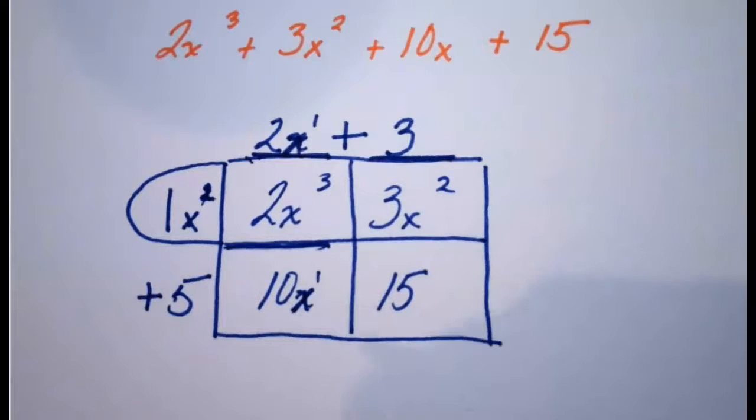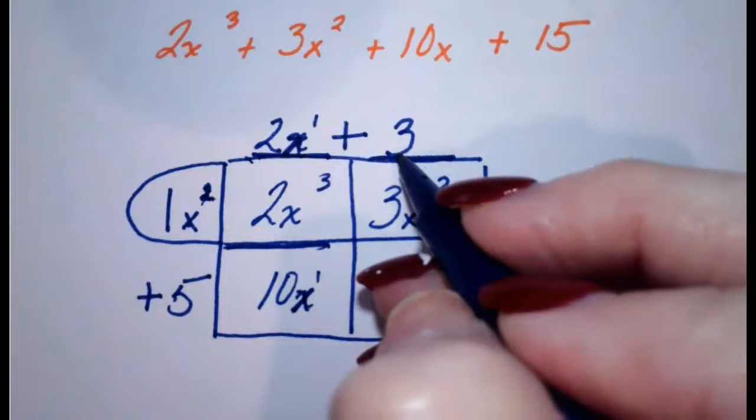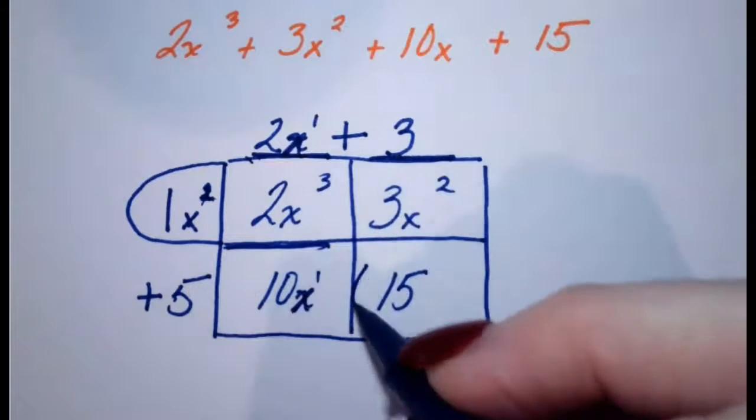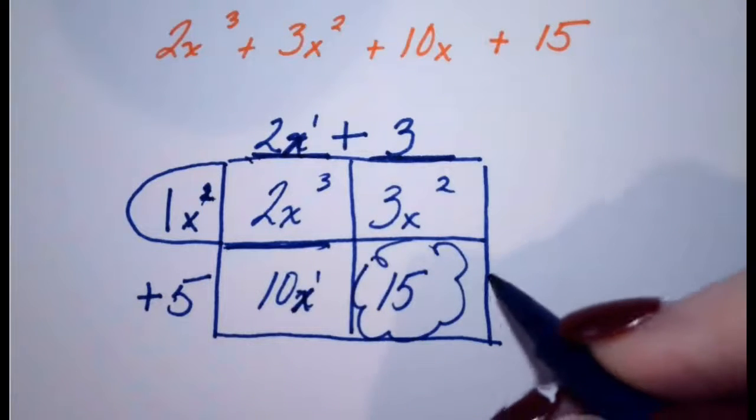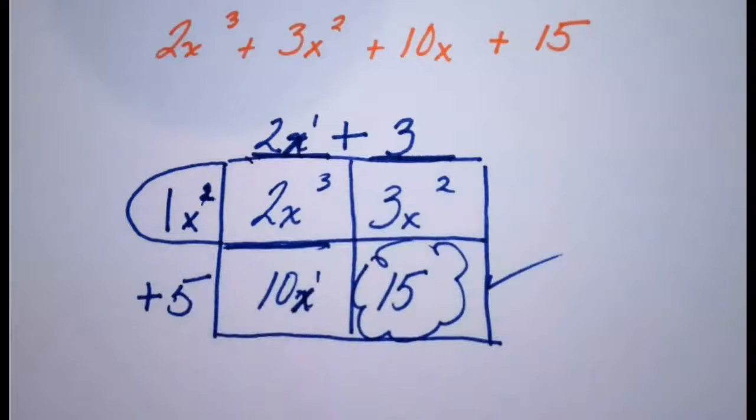Now, here's where we decide if we've done it right. Is 3 multiplied by 5 15? Yay, we did it right. 3 times 5, 15. We did it right. All right, next one.